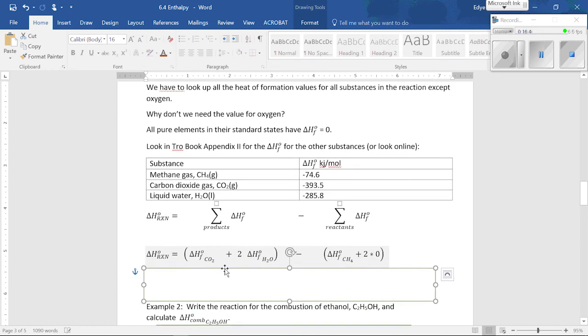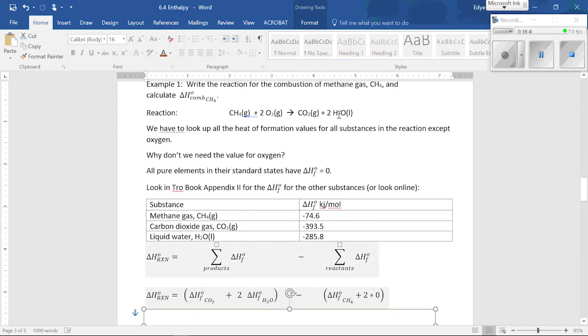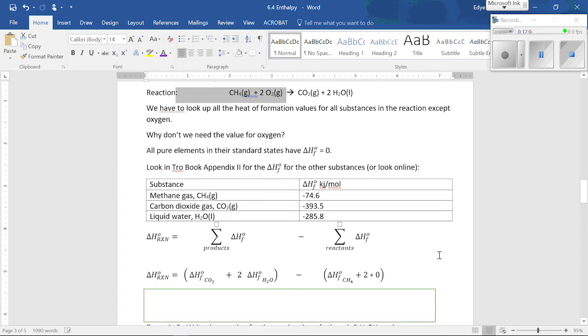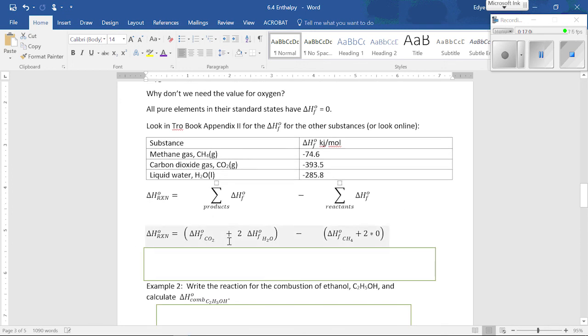I need the heat of formation of the products. And where did my reaction go? Here we go. Here are my products. So I need 1 CO2 and 2 waters. And I subtract the reactants. The reactants are right here. And I always multiply a chemical by its coefficient. I multiply the heat of formation by the coefficient for the chemical. All right, so that's our generic formula for this. And then we plug those numbers in.